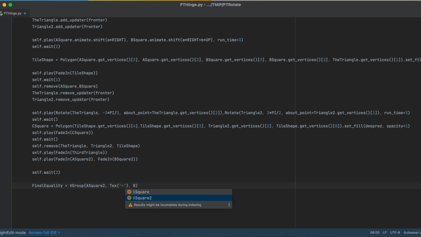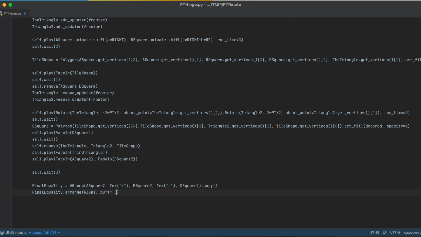I'm going to take b squared 2. I'm going to create a tech equal sign. And then I am going to take the c squared 2. And I'm going to make a copy. So it's actually a copy of that. I'm going to take final equality and I'm going to arrange it. I'll arrange it right with not much buffer. Buffer equals 0.5, maybe 2.5. We'll see what that looks like. What this has done is this has created sort of a thing which has all these objects in them. It's arranged them right so that it should be an equality.